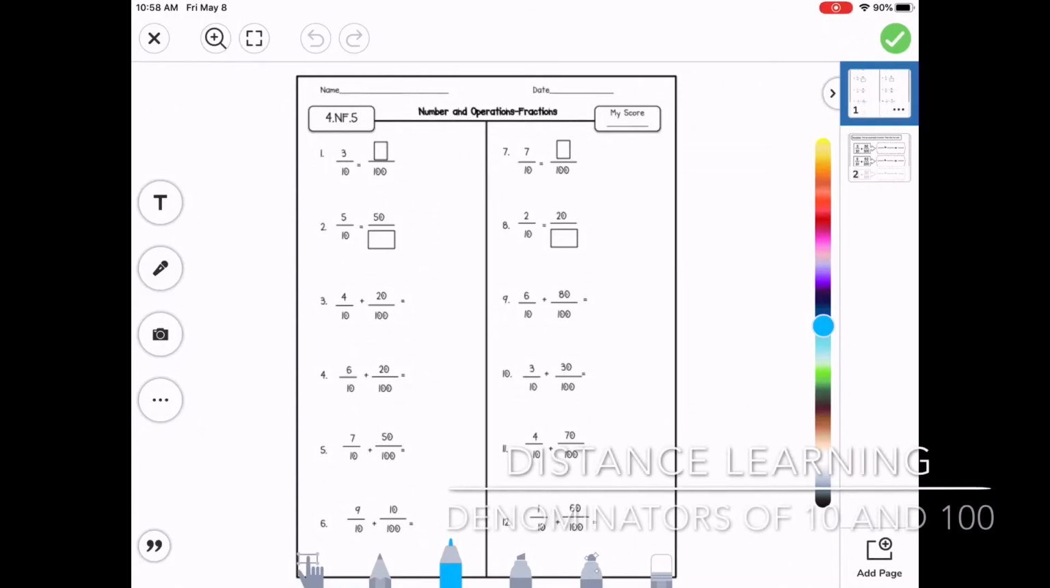Good morning, fourth graders. Today in math, we're continuing to find equivalent fractions, but we're doing equivalent fractions a little bit differently. We're dealing with fractions that have a denominator of 10 and 100.